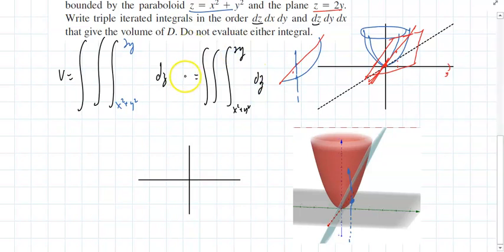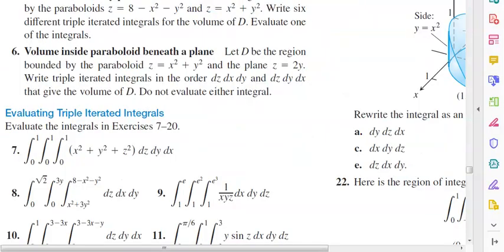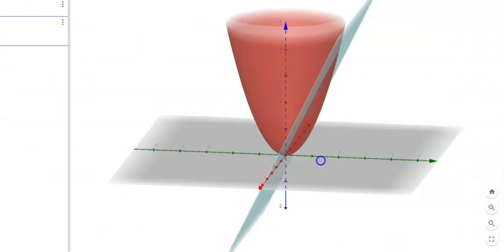Obviously, one time I'm going to do dx dy, and the other time dy dx, because that's what they want. Well, let's see how this works. If I take z equals x squared plus y squared and z equals 2y, that means 2y equals x squared plus y squared. This is the intersection: 0 equals x squared plus y squared minus 2y. If I add a number to both sides, this becomes x squared plus (y minus 1) squared equals 1. I know that's a circle centered at (0, 1) with a radius of 1. So the circle looks like this, and we saw that already when we looked at the 3 dimensions.